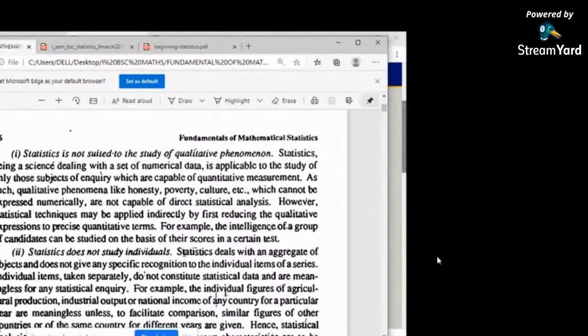We are collecting a huge amount of data. We are not giving importance to each and every individual figure. We are collecting all the data and summarizing it. So the importance given to individual data is negligible.